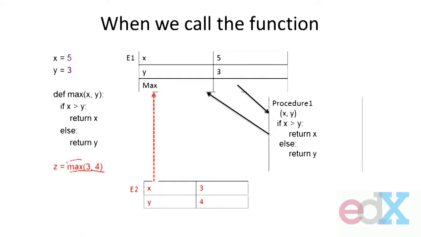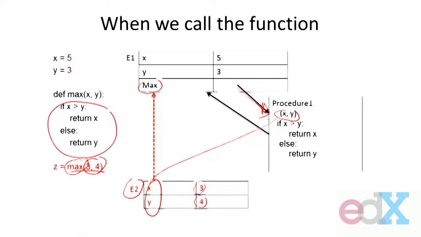What do I do? I first get the value of max. It's right there, and it is pointing to that object. I get the values of 3 and 4. Those are easy. They're just numbers. And then I bind the parameters of the procedure in a new frame. I'm calling this one E2 for environment 2. I bind them to the values that I just got. And then relative to E2, I'm going to evaluate this body.